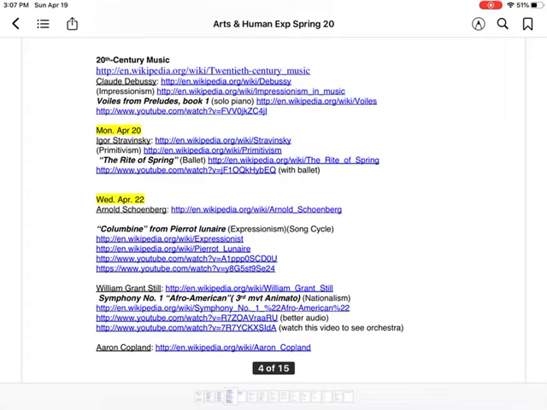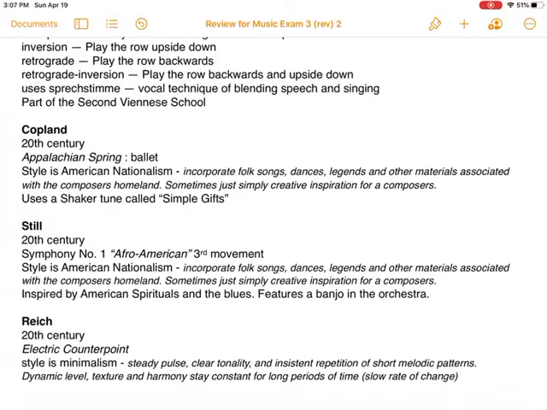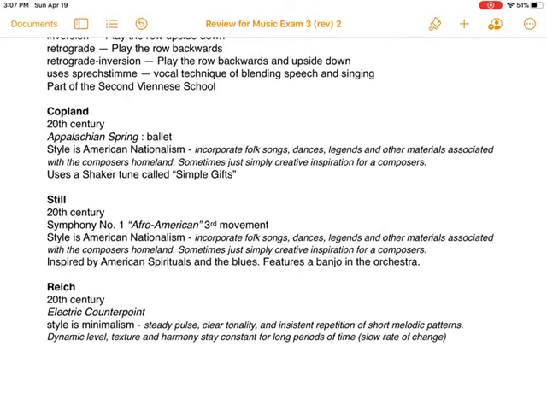So nationalism, again, referring to music, is when a composer incorporates folk songs, dances, legends, and other material associated with the composer's homeland. This happens in all countries. I gave some examples of Spanish nationalism, right? Played some things on the guitar for you before. Today we're focusing on specifically American nationalism, which is nice since we haven't listened to any music of the United States.